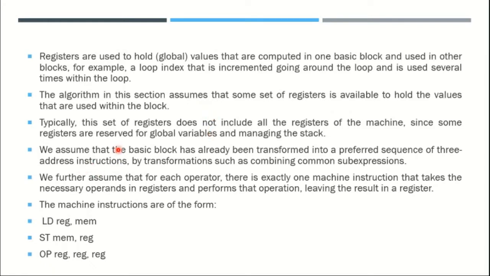The remaining registers are used for storing reserved variables, that means global variables. Whatever variables are reserved or used by other basic blocks, or that all basic blocks can use as common variables, for such variables we can reserve some registers, so those registers can store global variables. The remaining set of registers can be used to evaluate each and every basic block or some block of the code.